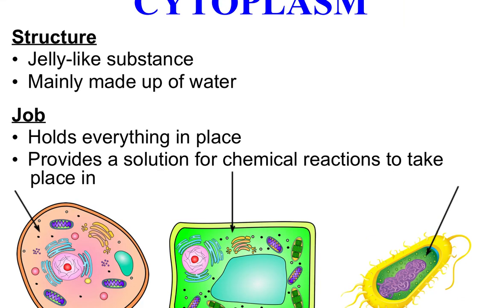Cytoplasm is a jelly-like substance, mostly made up of water, inside of every cell, and it holds everything in place. It provides a solution for chemical reactions to take place in, because biological chemical processes do better when they're suspended in a solution. So the space in between all of the organelles is the cytoplasm on the diagrams here of the animal cell, the plant cell, and the prokaryote.